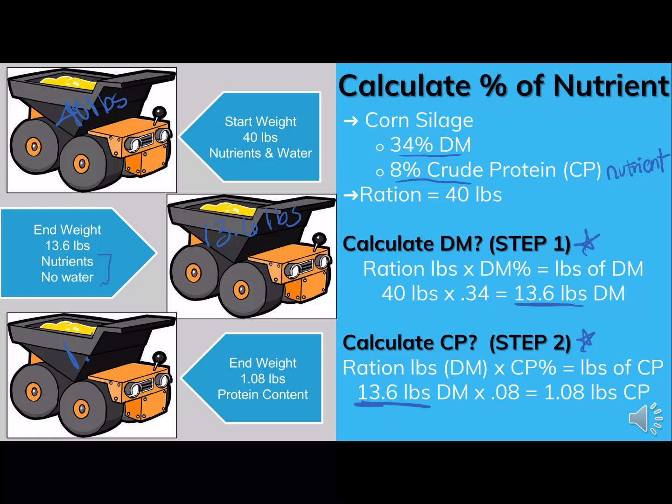I only have nutrients left. And of those nutrients, I could have picked any one to analyze, we're going to look for protein today. So I go, okay, from that 13.6 pounds, how much of that is protein? So I take that 13.6, I multiply it by the nutrient percentage. In this case, it's 8% because that's how much crude protein is in this corn silage. And I realize that after all of that work, right, of hauling 40 pounds of feed to myself, only 1.08 pounds of that is crude protein.